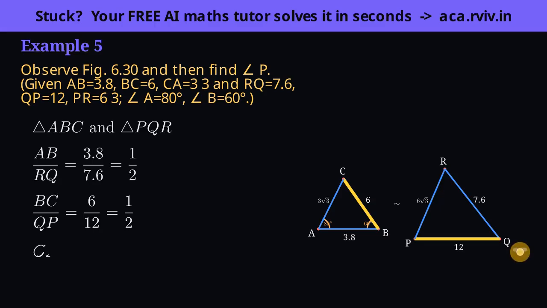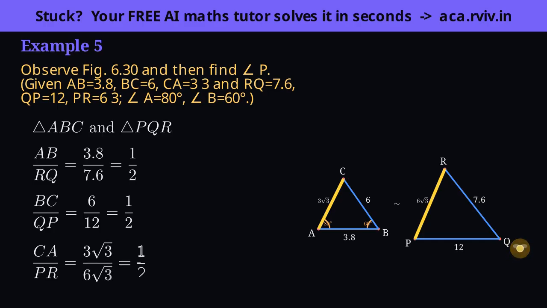Third pair, CA against PR. This one hides a square root, but don't panic, 3√3 over 6√3, and the √3 on top and bottom simply cancel, leaving 3 over 6, which is 1/2 once more. All three ratios are the same.